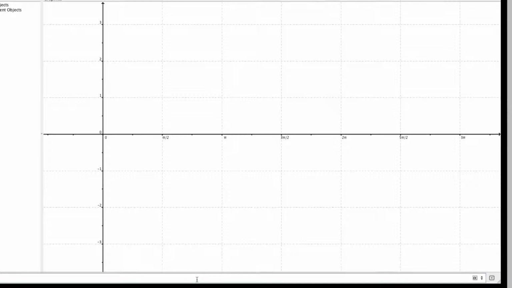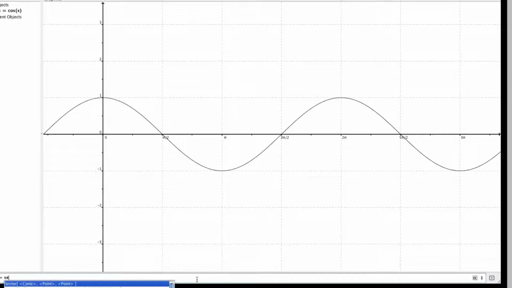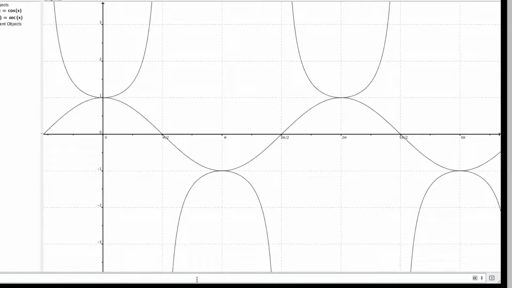So for example, let's put cosine of x in here. What if we were to graph y equals secant of x? We know that secant is the reciprocal of this, and so wherever our cosine graph is at a height of 0, our secant graph is undefined. Wherever our cosine graph is either at a height of +1 or -1, our secant graph, its reciprocal, is also at those heights. And then we have our basic secant graph.